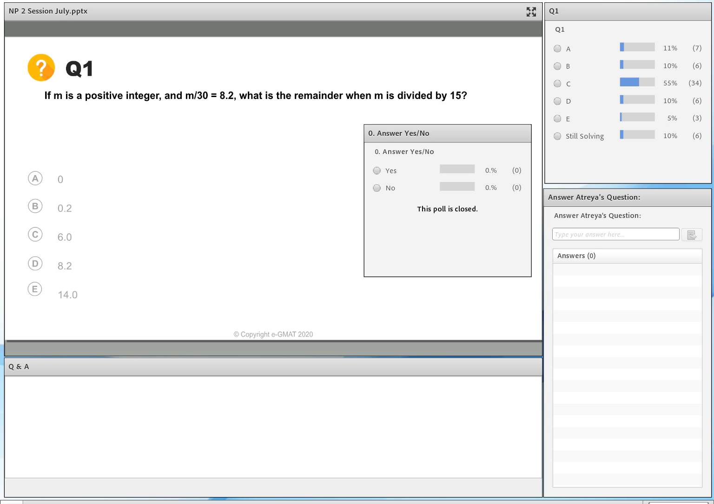Okay, now the second question. How many of you did the math? By that I mean, how many of you calculated the value of m, which is equal to 8.2 times 30, and then calculated the remainder? How many of you did the math?